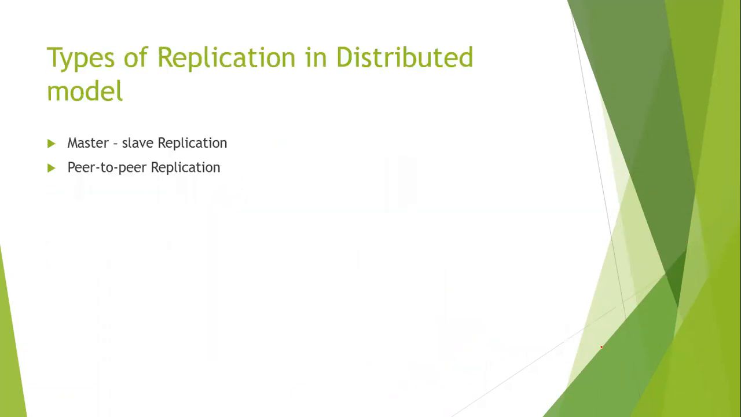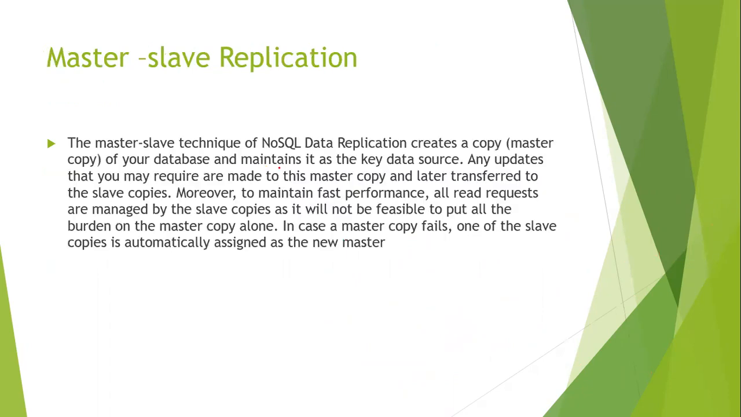And we have two kinds of replication in the distributed model. One is master-slave replication. The other is peer-to-peer replication. First, we go with master-slave replication. In the master-slave replication technique, data replication creates a copy. That copy is called the master of your database and is maintained as the key data store. Any updates that you require are made to this master copy and later transferred to the slave copies.